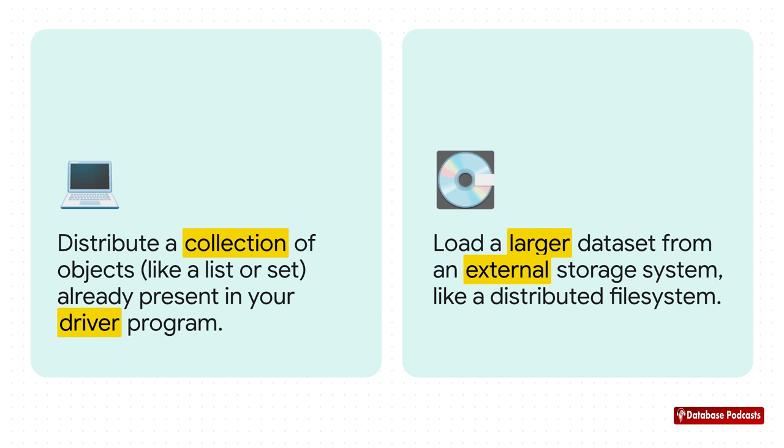First, you can take a small bit of data you already have sitting in your program, like a list of names or numbers, and tell Spark to parallelize it. Or, and this is what you'll be doing most of the time with big data, you can just point Spark to a huge data set that's already living somewhere else, like in a distributed file system.